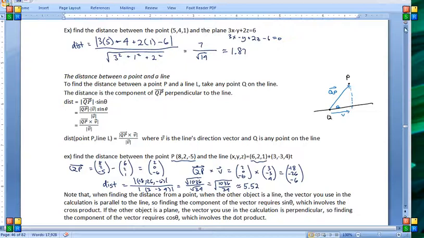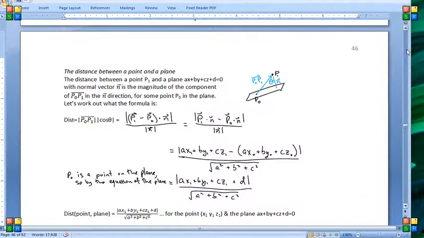So to help you remember the formulas, one for the distance between a point and a line and one for the distance between a point and a plane, it may be helpful to remember this. When the other object is a line, the vector that you're using is parallel to the line. So finding the component requires sine theta, and that involves the cross product. That's the problem we just worked on. In contrast, if the object is a plane, the vector you're using in your calculation is actually perpendicular to the plane. So when you find the component, you're using cosine theta, and that involves the dot product, as in this situation right here.